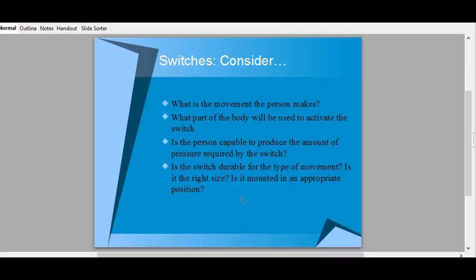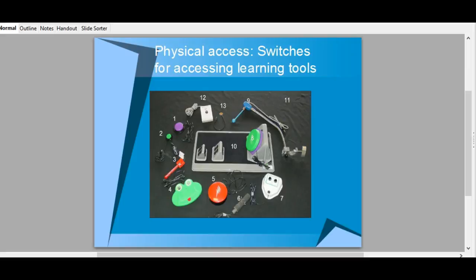When you are trying to decide what kind of switch a person would use, you always have to consider what part of the body the person can move, if that would be activating the switch, and if the person is able to produce the amount of pressure required by the switch, and whether the switch would be durable for that person.